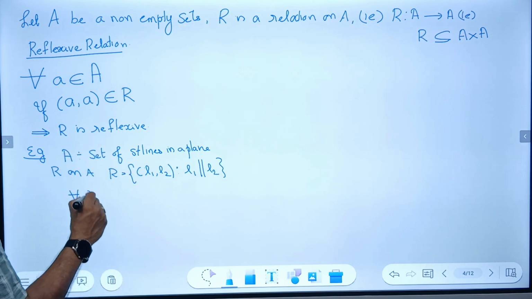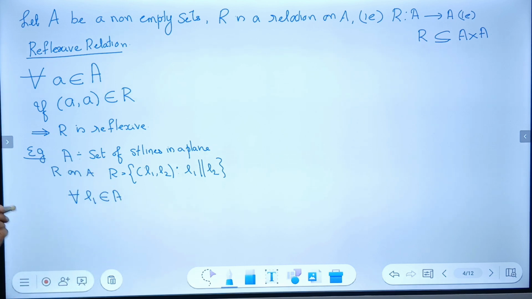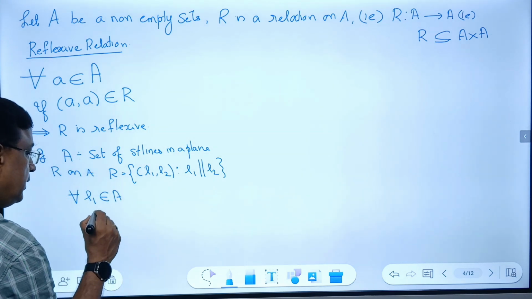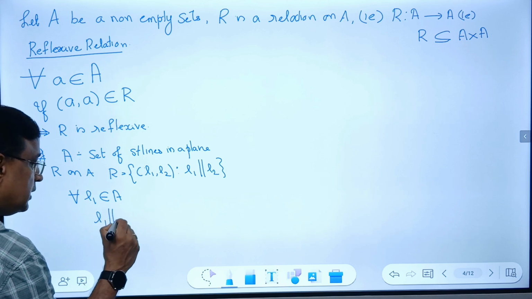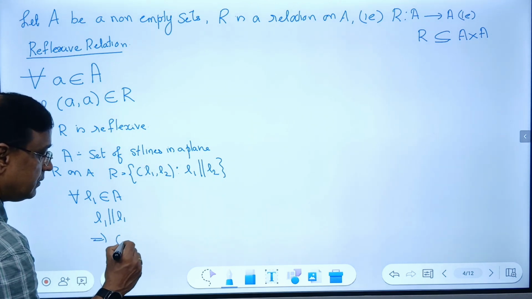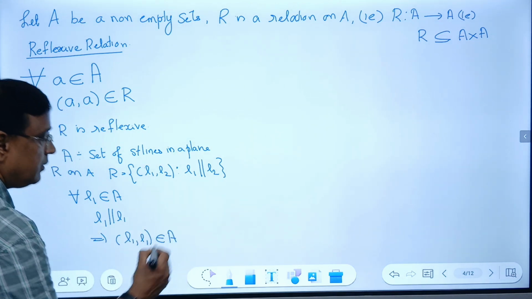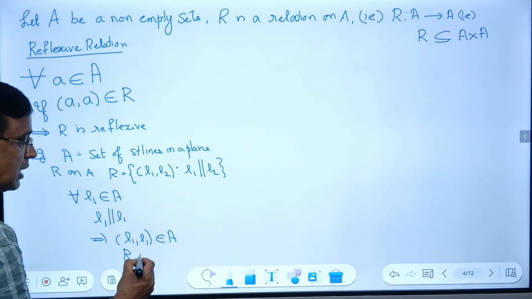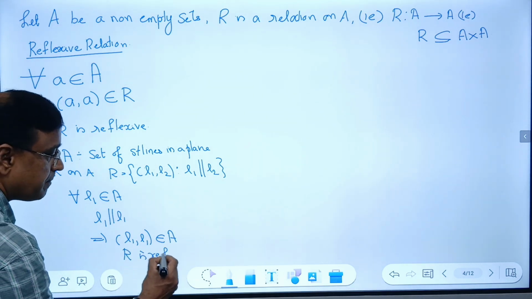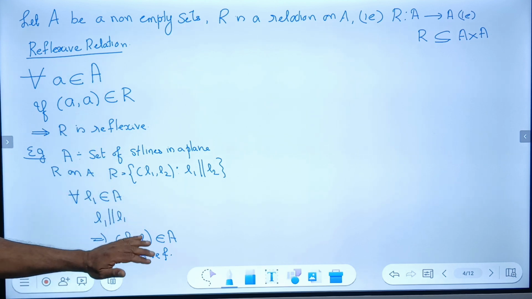For every line 1 in set A, every line is parallel to itself. Yes or no? Every line is parallel to itself. So from this, can I say that L1 comma L1 belongs to R? Therefore, in this case, R is reflexive. So for this example, R is reflexive. I hope this is clear.